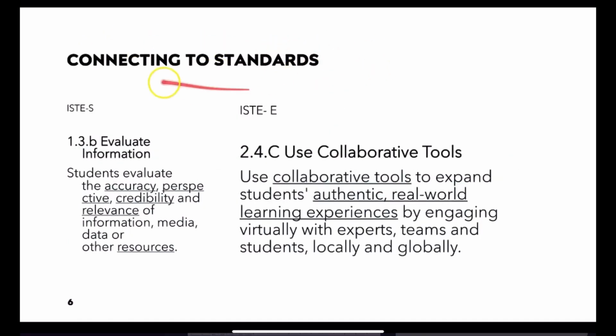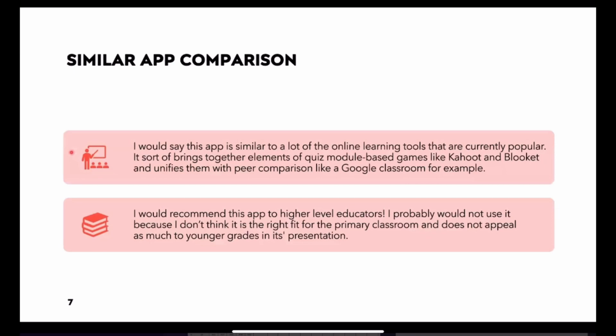Connecting to the standards, a quick student standard is the 1.3.e evaluate information. So that asks students to evaluate the accuracy, perspective, credibility, and relevance of information, media, data, or other sources. And then the teaching standard I picked was 2.4.c, which is use collaborative tools. So that is use collaborative tools to expand students' authentic real-world learning experiences by engaging virtually with experts, teams, and students locally and globally. And as previously said, this is a globally used tool.